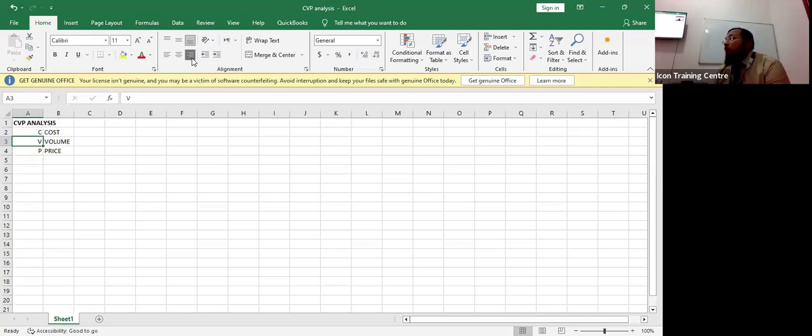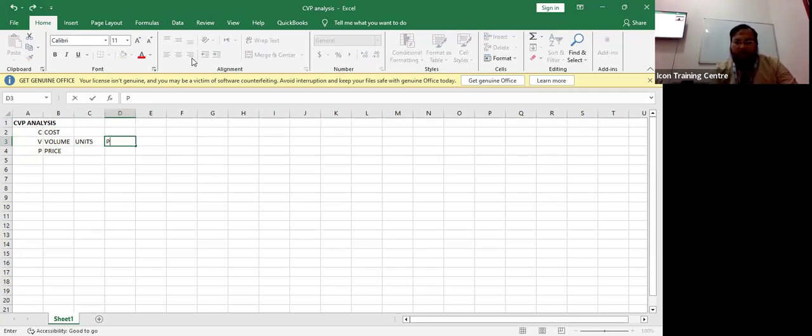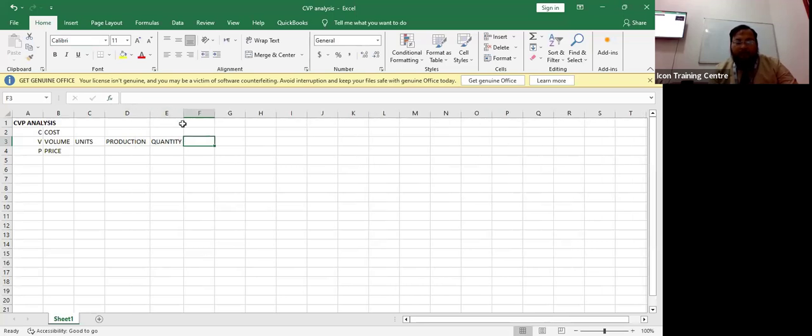Volume and P for profit, right? Volume means units, production, quantity. So it means units production or quantity, volume, right?